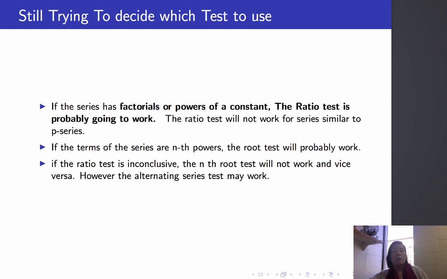It will not work for series that are similar to p-series, where the terms of the series are rational functions in n. And if the terms of the series are nth powers, then the nth root test will probably work. If the ratio test is inconclusive, then the nth root test will also be inconclusive and vice versa. So if one doesn't work, then there's no point in wasting time trying the other. You should try some other tests, such as the limit comparison test or the alternating series test.